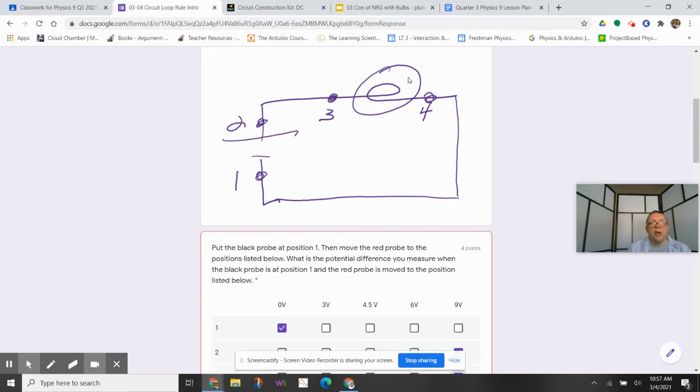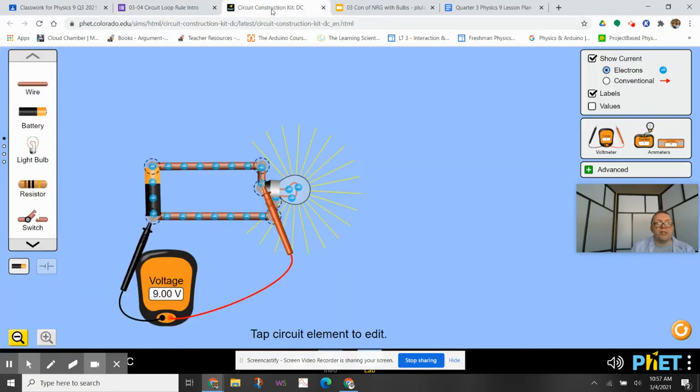And now we'll see after the charges go through the bulb and they're at position 4, how much electric potential they have once they've gone through the bulb. So through the bulb means down here, I'll put the red probe there, and we'll see how much energy they have here. And there, we're down to 0. So every charge that goes through the bulb uses up completely all of that electric potential, right?